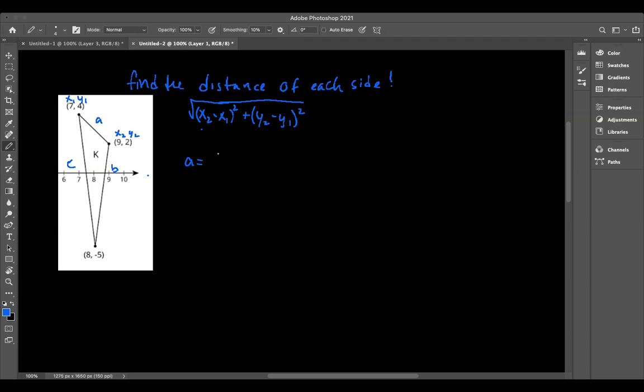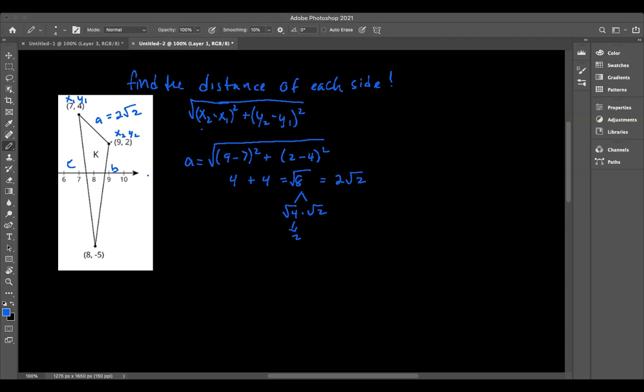So x2 would be 9 minus 7 squared plus 2 minus 4 squared, and put that over a square root. 2 squared gives us 4, negative 2 squared gives us another 4, so this would be 8, so square root 8. Square root 8 works out to be 2 square root 2, because the square root of 4 times the square root of 2, and the square root of 4 turns into 2. That'll be the first one, 2 square root 2, or square root 8, whatever you want to do.